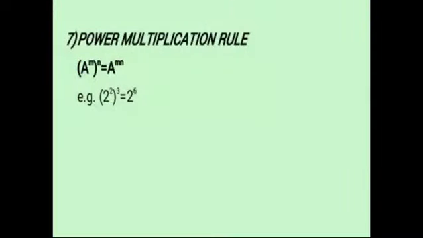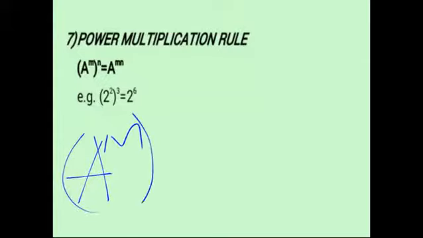So the next rule is power multiplication. The power multiplication rule says that a raised to the power of m, raised to the power of n, is equal to a raised to the power of mn. So forget the way it's written. It's a raised to the power of m, raised to the power of n. That is how it's supposed to be, actually, not the way it's written, but we just write it that way for simplification.